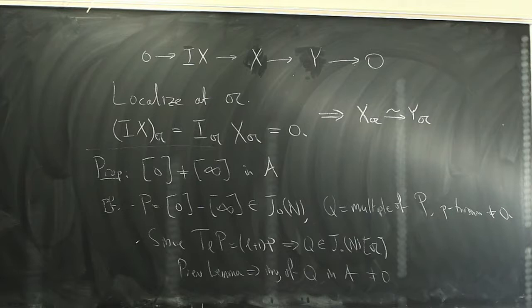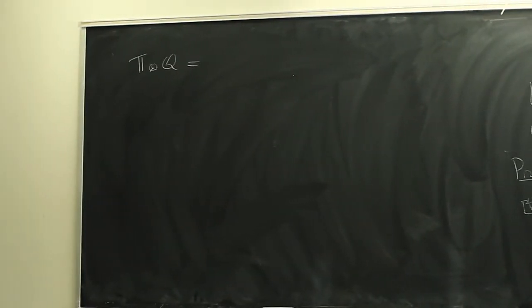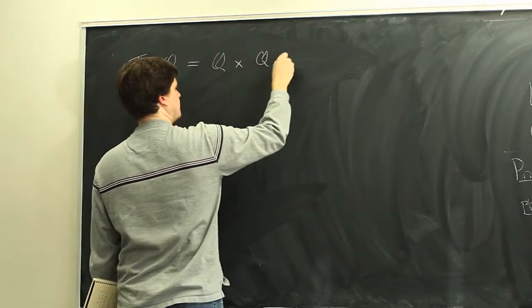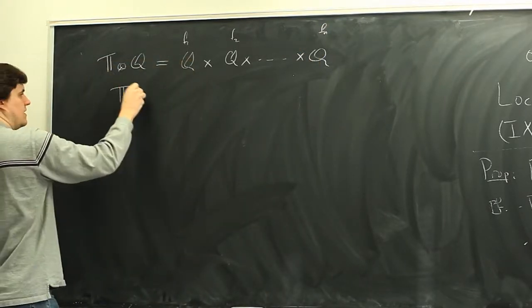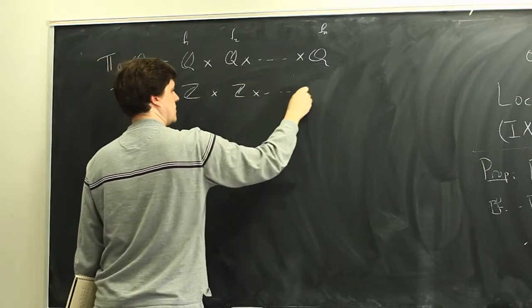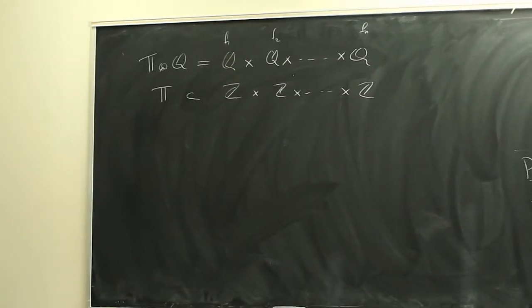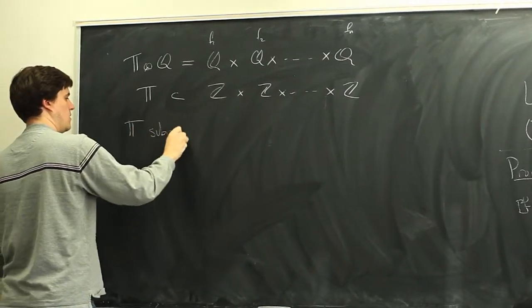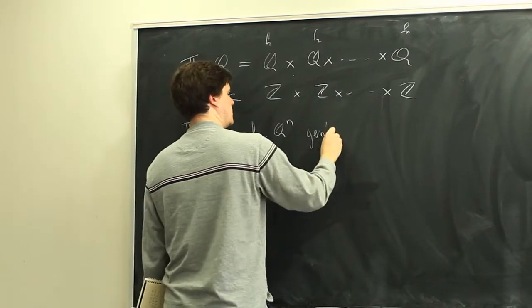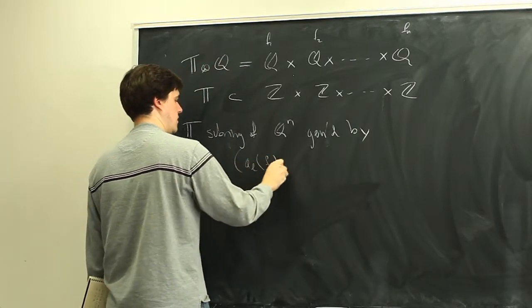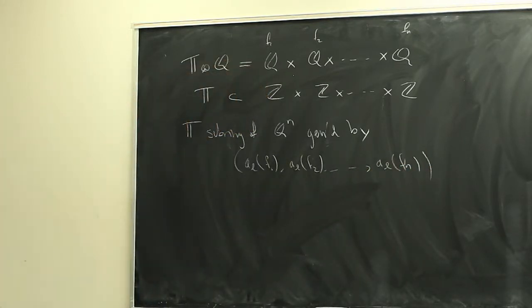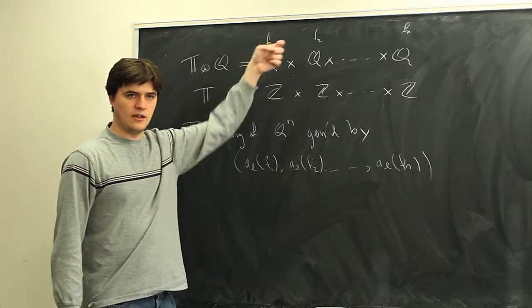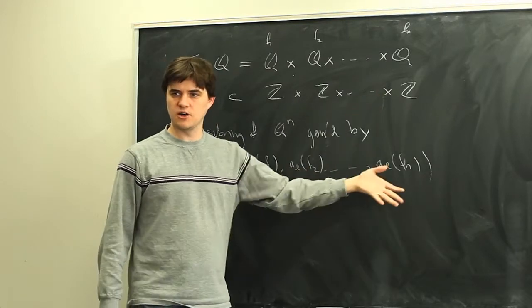Okay, so let me still work under this assumption that all the coefficient fields are Q. So T tensor Q, we know that that's just a product of Qs, one for each eigenform. Let's call the eigenforms F1, F2, up to Fn. T itself sits inside the product of Z's. And T is actually quite explicit. So T is the subring of Q to the n, generated by the tuples that look like aL of F1, aL of F2, etc. So for each prime L, you just look at the coefficient of q to the L in each one of these Fs, and you get some tuple of integers, and you take the subring generated by these tuples, and it gives you this Hecke algebra.